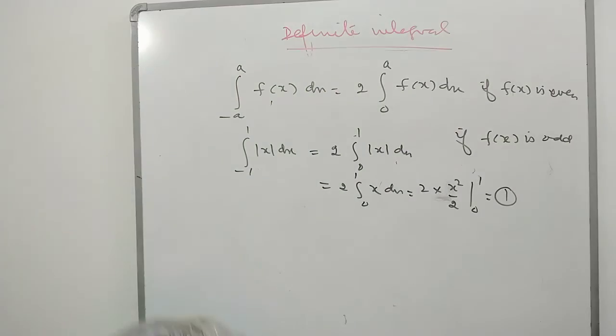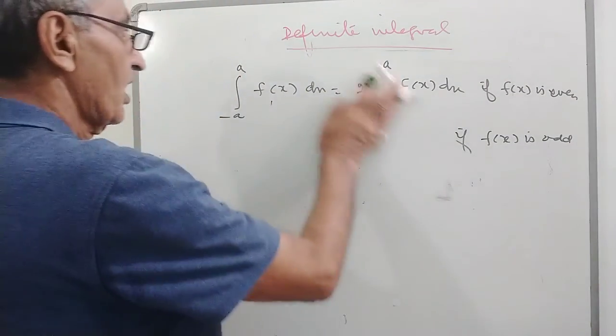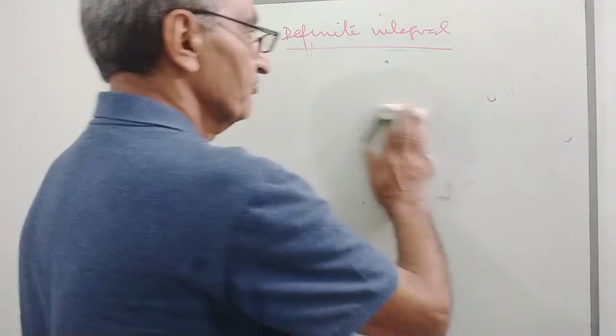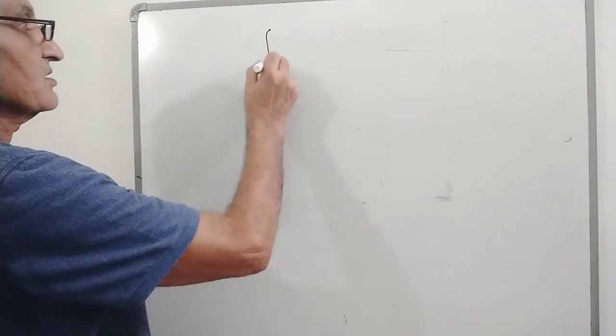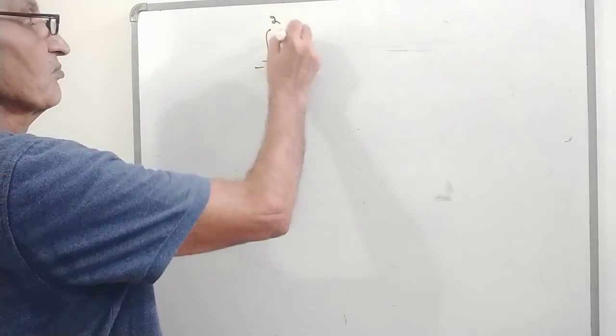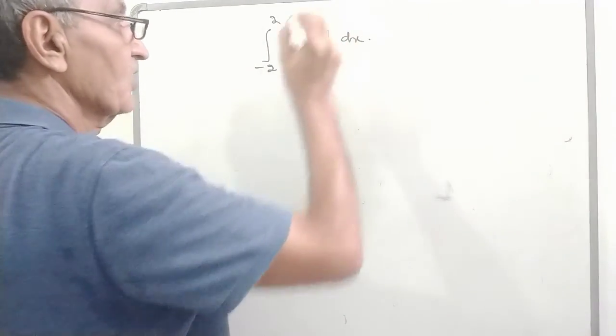Now I'll do a difficult type question, friend, the last question and a difficult one. Let me take the integral from minus 2 to 2 of modulus of x square dx. I want to do this.